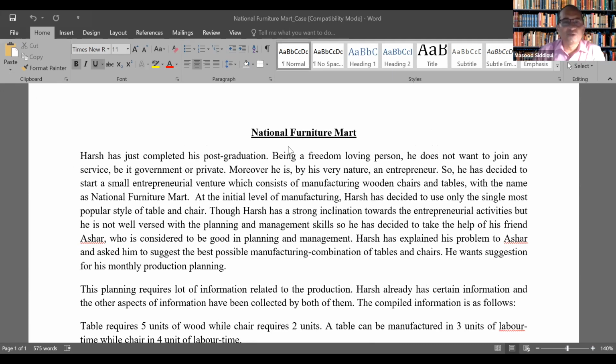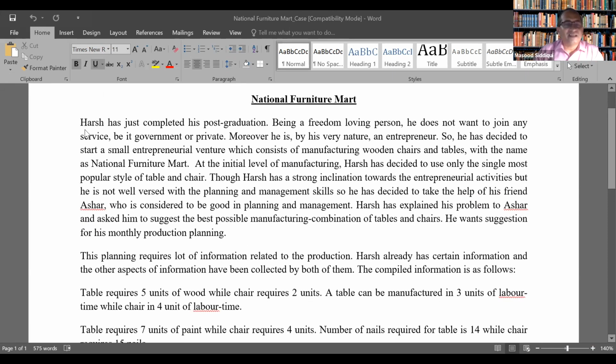Let us go through this case. This case is written for an entrepreneur, that is Harsh. Harsh has completed his post-graduation degree. Being a freedom-loving person, he does not want to join any services, be it government or private. Moreover, he is by his very nature an entrepreneur. So he has decided to start a small entrepreneurial venture, which consists of manufacturing wooden chairs and tables.